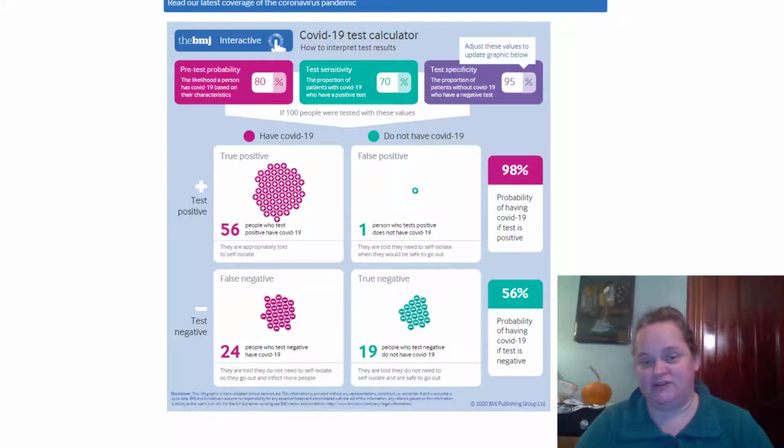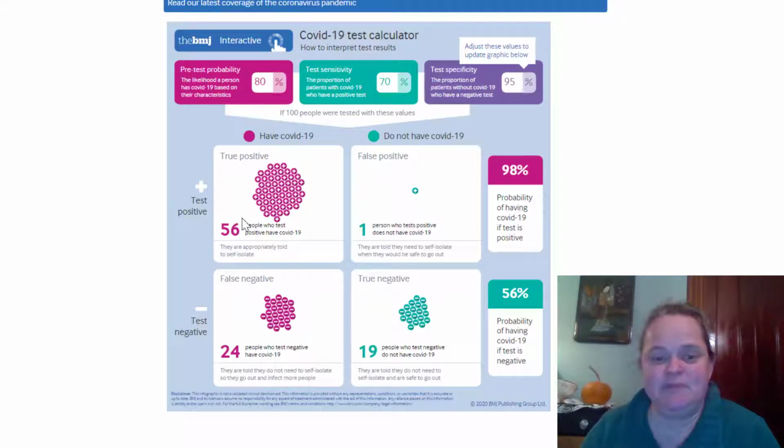So you can either test positive or negative, and you really could have had the disease or not have it. So the columns here on the left in the red are people who actually have the disease, and on the right are the people who don't have the disease. And then the top row are those who test positive, and the bottom row are those who test negative. So we have our true positive out of 100 people.